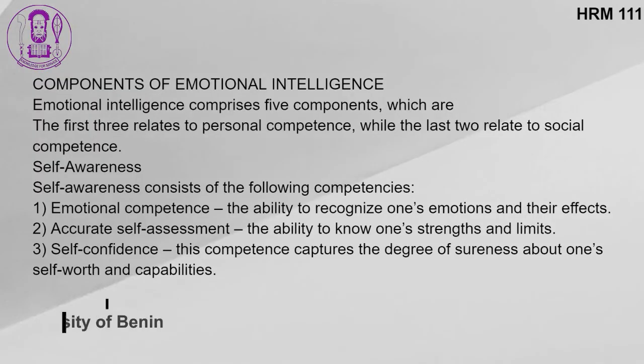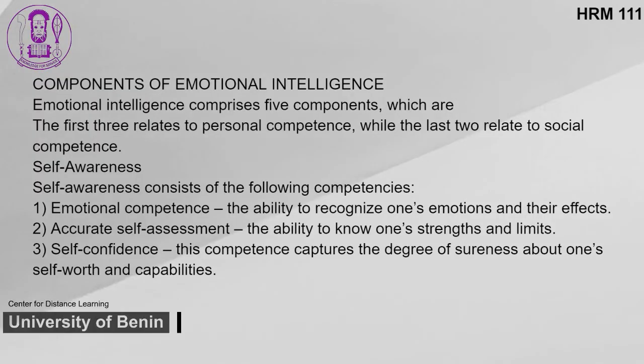Components of emotional intelligence. Emotional intelligence comprises 5 components. The first 3 relate to personal competence, while the last 2 relate to social competence. Self-awareness. Self-awareness consists of the following competencies. 1. Emotional competence, the ability to recognize one's emotions and their effects. 2. Accurate self-assessment, the ability to know one's strengths and limits. 3. Self-confidence, this competence captures the degree of sureness about one's self-worth and capabilities.